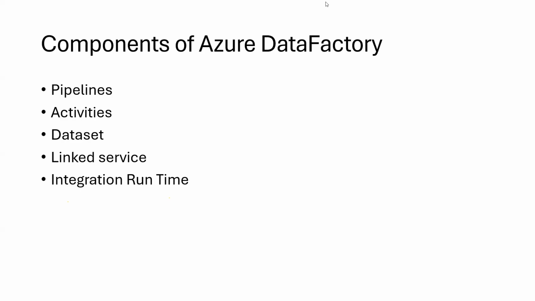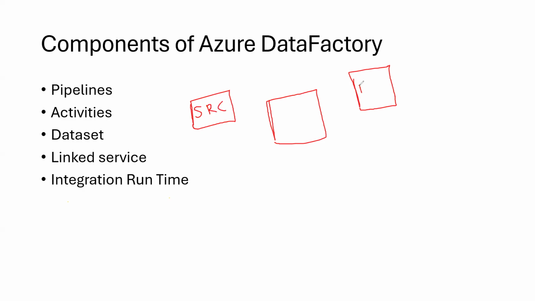So basically I'll show you diagrammatically how to create it. We have a source, and this is our destination. But how to connect to the source? We cannot connect directly. We have ADF in between.